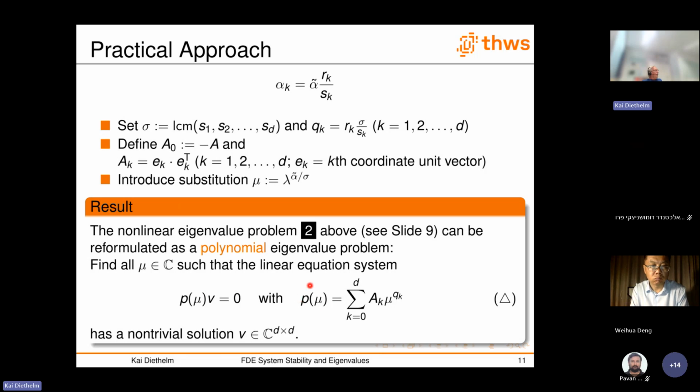And now our p of mu is this one here. So we have some constant matrix coefficients, and mu to the power of qk. And as I just explained, all those qk's are integers. So this is a classical polynomial with integer exponents. And then our given nonlinear problem is something that we can reformulate. We want to find all the eigenvalues of this polynomial eigenvalue problem.